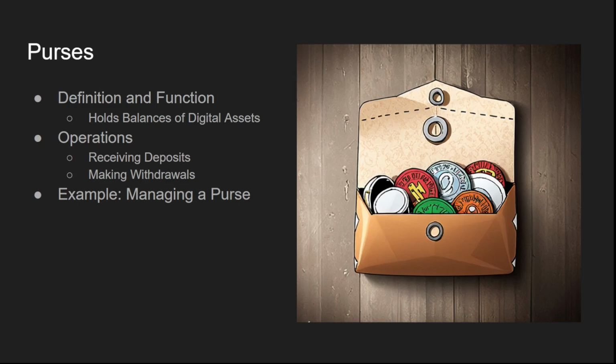Later, you decide to buy an item that costs 30 USD coins. You withdraw 30 USD coins from your purse, which creates a payment of 30 USD coins for the purchase. The balance of your purse is now 90 USD coins. This example demonstrates how purses allow you to securely manage your digital assets by receiving deposits and making withdrawals.